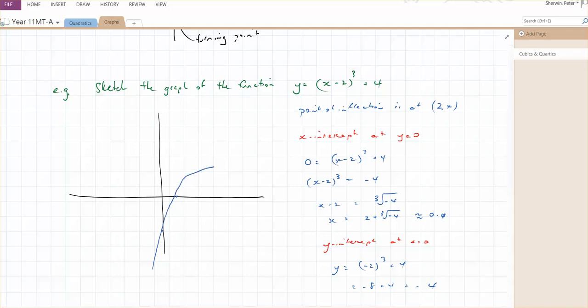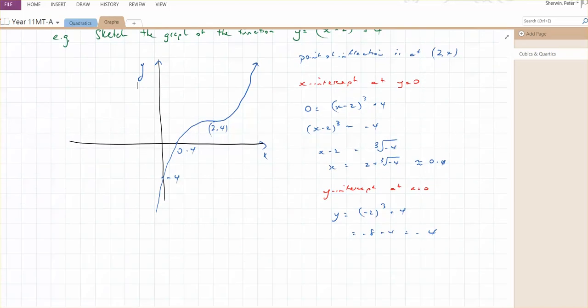I'm having an absolute shocker. Through we come. Alright, that's better. Just needed it to be nice and flat here. That's going to be my point of inflection at 2, 4. This is the point, roughly 0.4, and this is my y-intercept at minus 4. X-axis, y-axis. Okay, so that's a cubic.